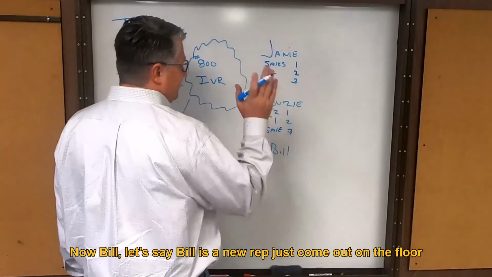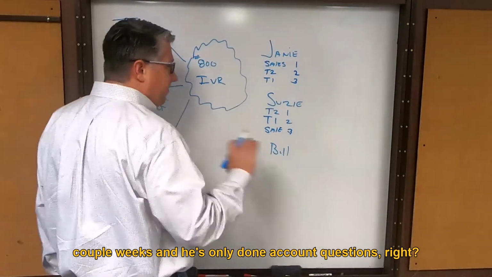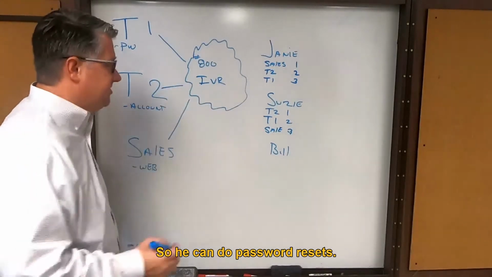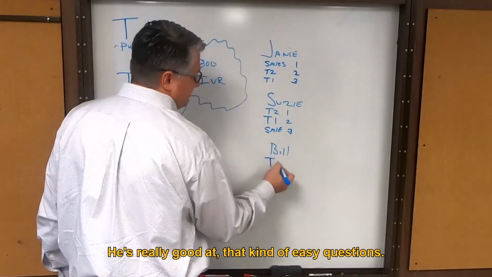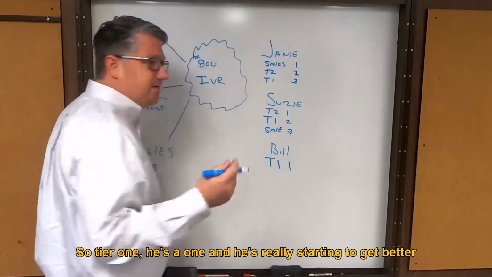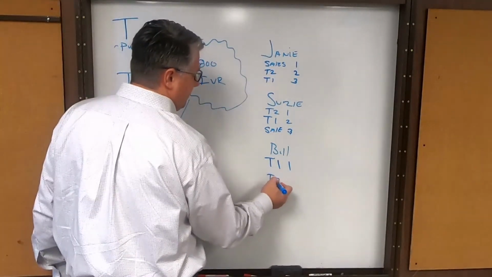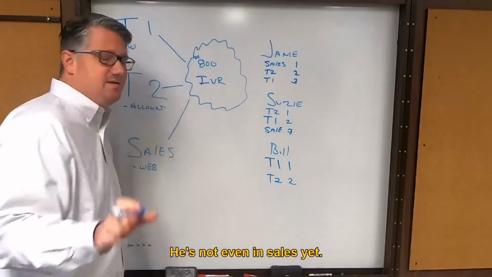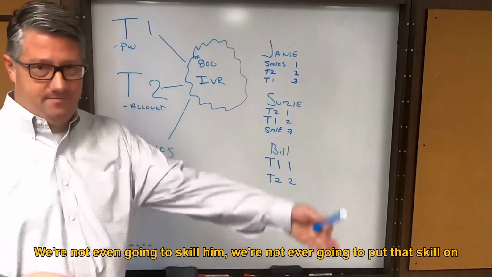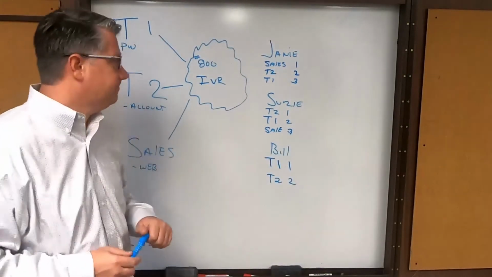Now, Bill, let's say Bill's a new rep. Bill's just come out on the floor a couple weeks, and he's only done account questions, right? So he can do password resets. He's really good at that, right? Those kind of easy questions. That's what we do in training first. So as a tier 1, he's a 1, and he's really starting to get better at the account questions, right? So as a tier 2, right, he's a 2. He's not even in sales yet, right? We haven't really gone over that. We haven't trained him in that, so we're not even going to skill him. We're not even going to put that skill on his profile, okay?